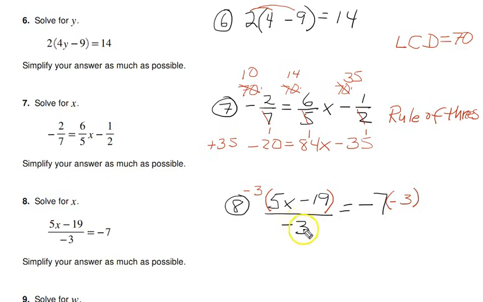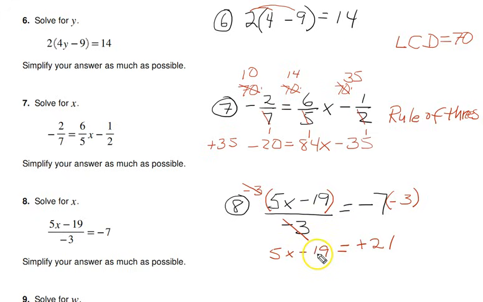So here, multiplying this by a negative 3, the negative 3's just cancel out, and on this side we're left with 5x minus 19 equals a negative, no, negative times negative will make it a positive 21.